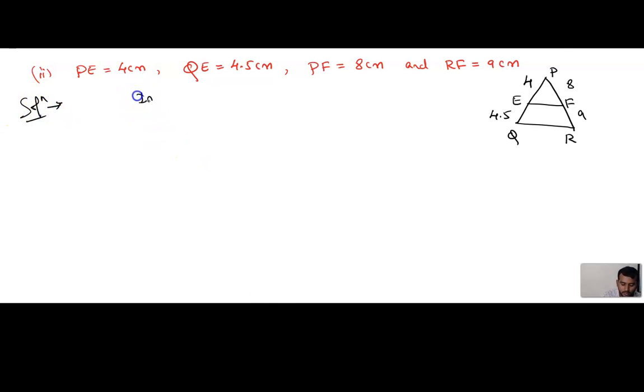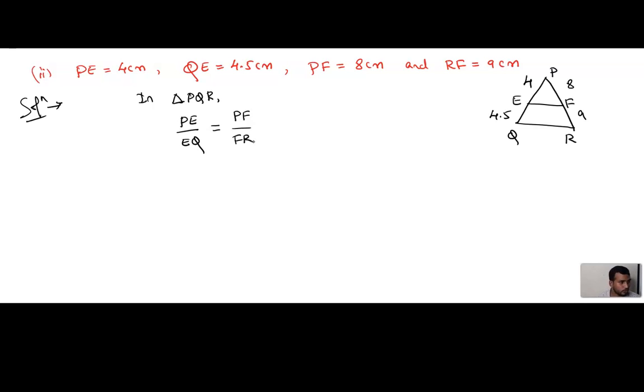Solution. In triangle PQR, PE by EQ should be equal to PF by FR. Then only we can say that EF is parallel to QR. If this side proportional is equal to this side proportional, then we can say that EF is parallel to QR. समझ में आया बेटा? Understood? Good.